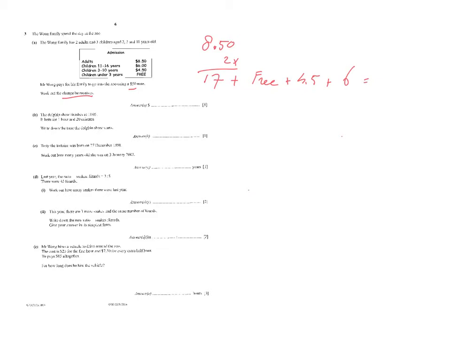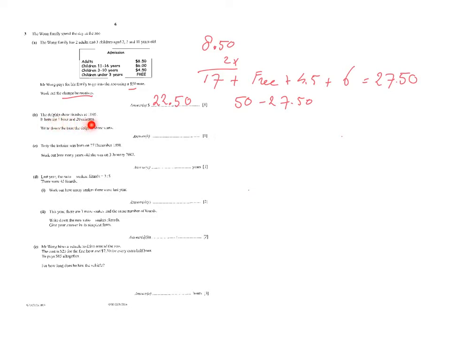Now I'm a little bit tired. I'm going to use a calculator for this. 17 plus 4.5 plus 6 equals 27.50. Okay, be careful because that's what he pays, but they're interested in the change, so you have to look at the difference. If you plug that in your calculator, you'll notice it's going to be 22.50, and I say 50 because we're talking about money, so 50 pence.